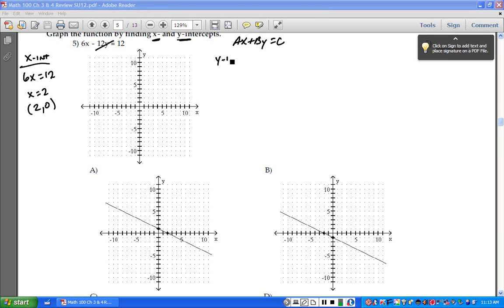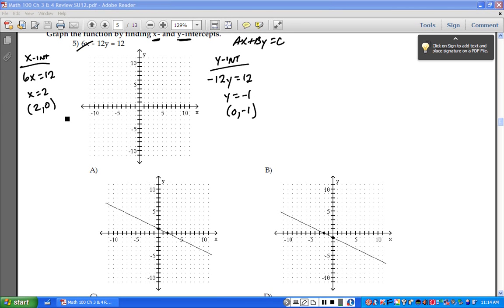For the y-intercept, you would now make x 0, so 0 times 6 would be 0, so that would disappear. So that means you would be left with negative 12y equals 12. So in this case, y would equal negative 1, so you'd have (0, -1) as a point.